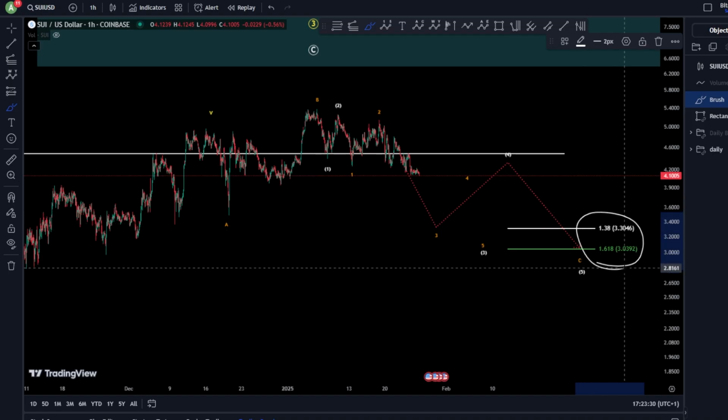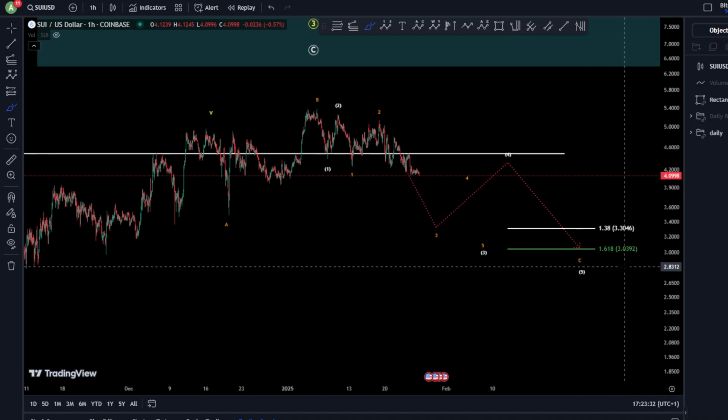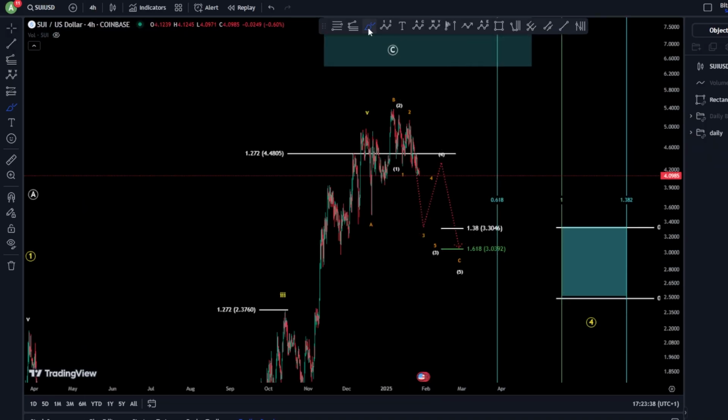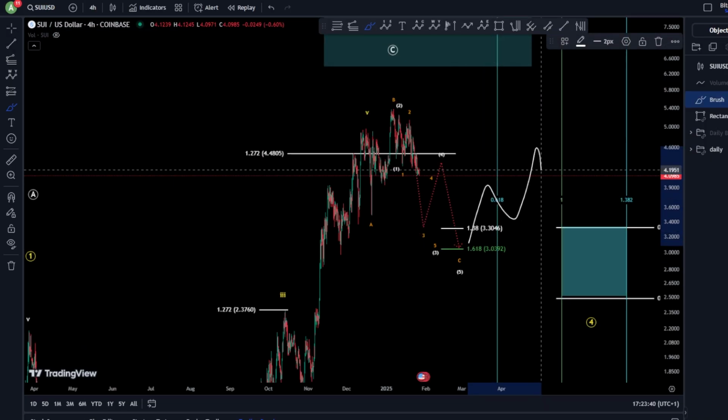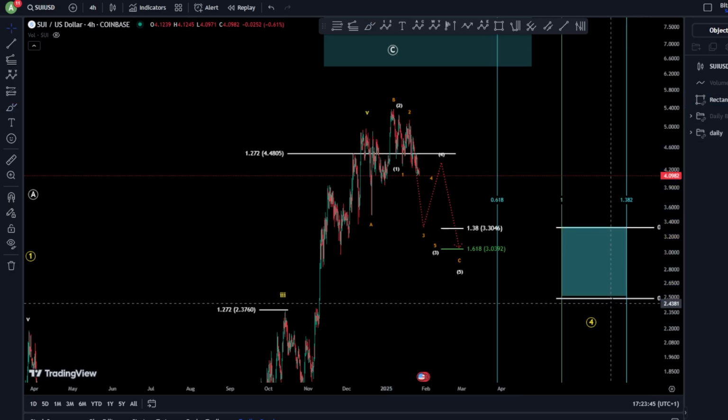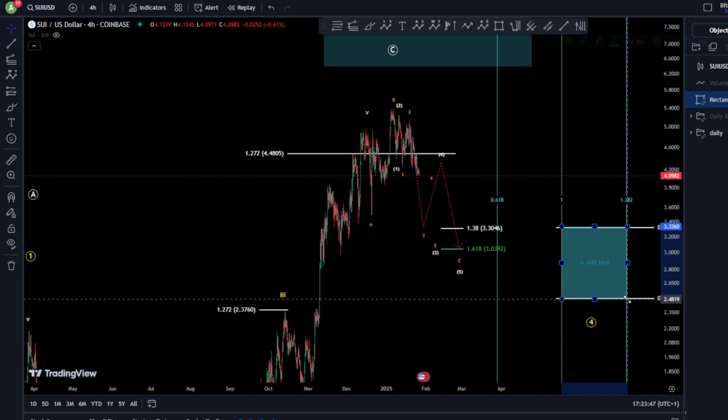Currently, those are our targets: $3.3 and $3. And then, as we said, on a little bit bigger time frame here, 3 waves up and then 5 waves down to hit the perfect fib times and fib levels as well.